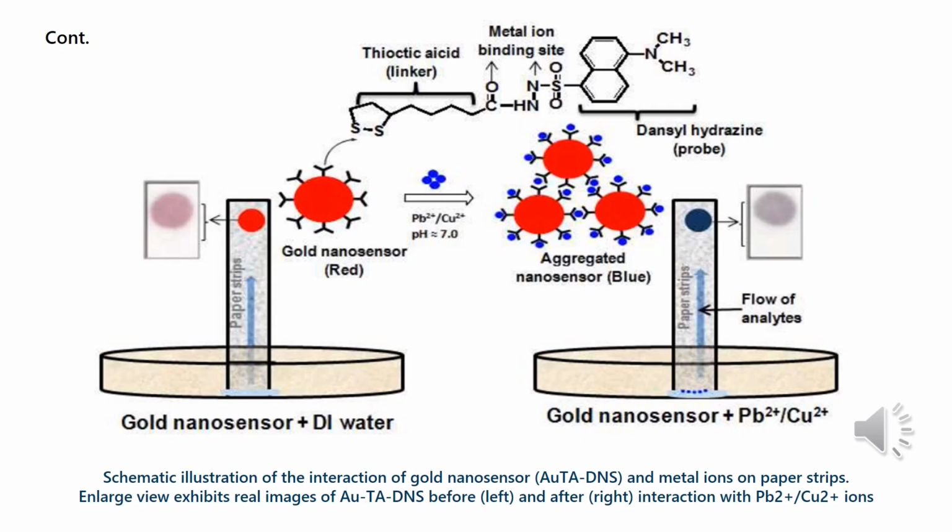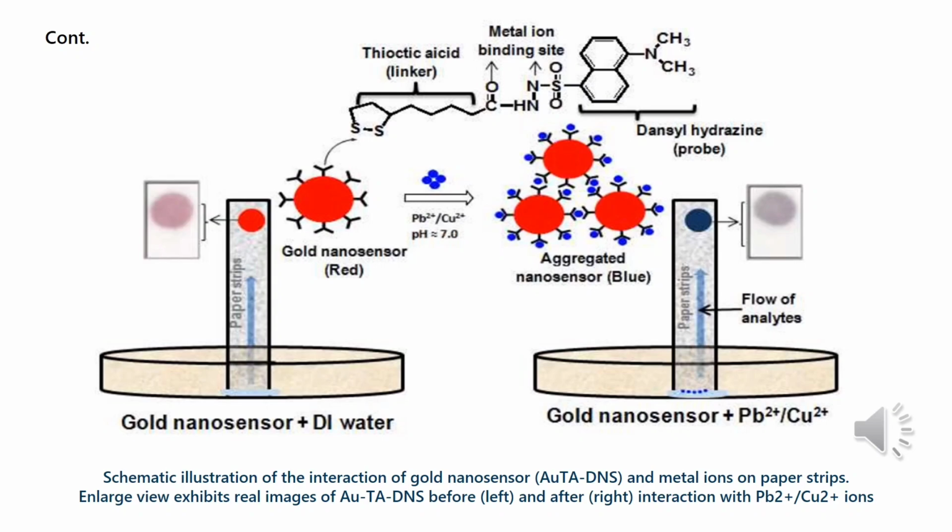For the synthesis of the gold nanosensor, first gold nanoparticles are synthesized by the reaction between sodium citrate and tetrachloroaurate. Red colored gold nanoparticles are synthesized. These are first conjugated with thioctic acid linkers, and secondly with another layer of dansyl hydrazine, which is a fluorescent probe. Then this nanosensor is deployed on a Whatman filter paper strip by a micromachining method using a CO2 laser engraving system. The nanosensor deployed on filter paper is then kept in a solution containing copper and lead ions.